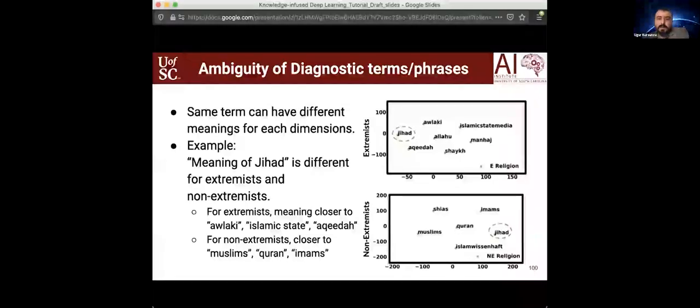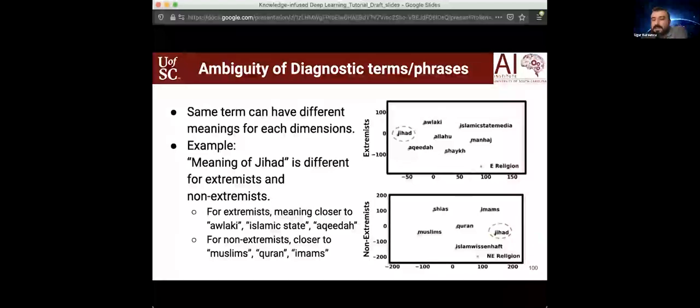To visualize this ambiguity in general, we want to see, in different dimensions, how jihad is being represented in a vector space. As you can see here, for extremist people, jihad is very close to Awlaki, Aqeedah, Allah, Sheikh, or Islamic State media.